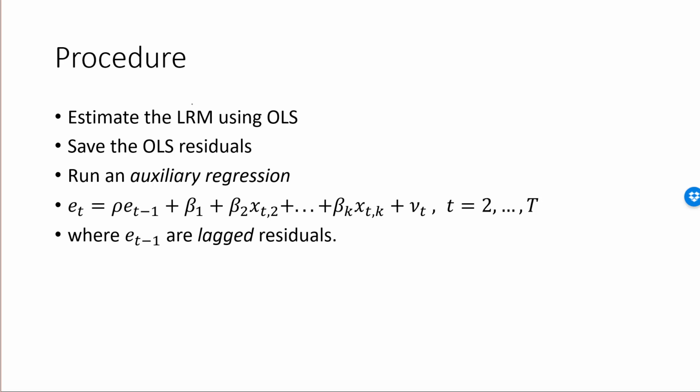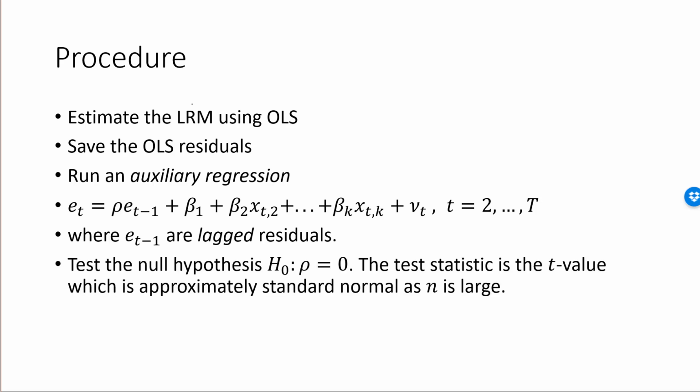From this regression, I can simply test the null hypothesis that rho is equal to 0. We can test this with a simple t-test. Due to the fact that we have a lagged dependent variable, the test is only asymptotically correct. So the t-value in this case will be approximately standard normal as long as T is fairly large.